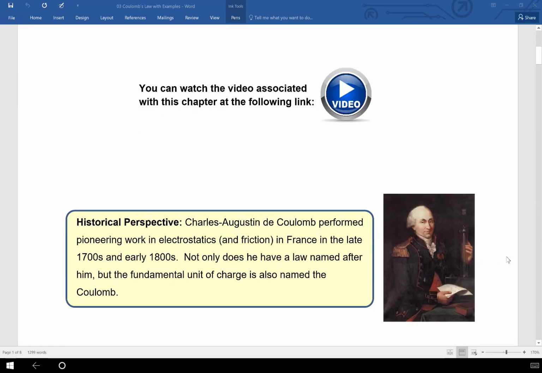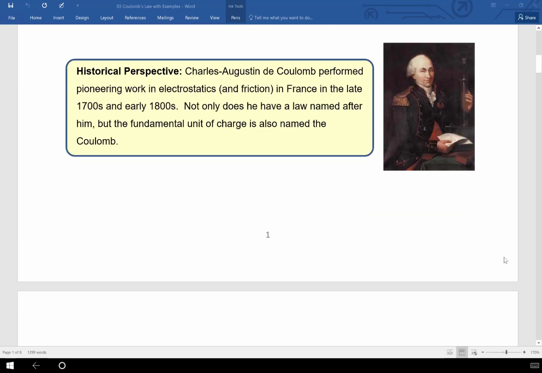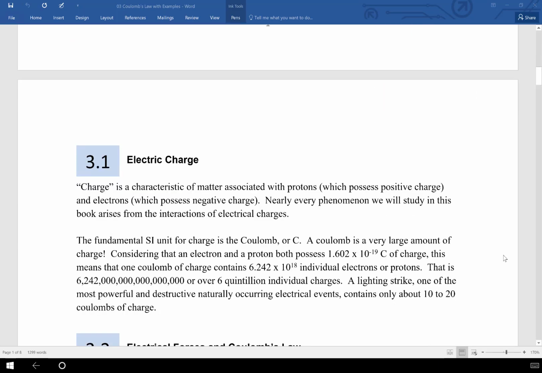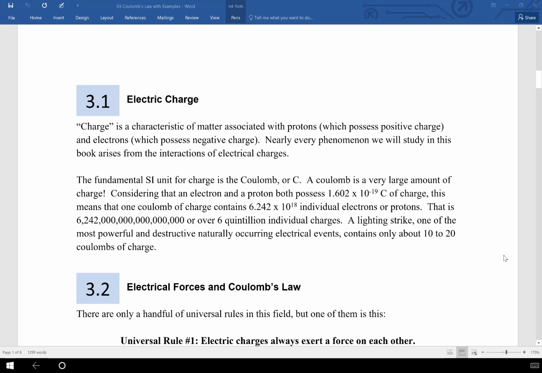It's just good to know that the person who originally formulated Coulomb's law, of course, his last name was Coulomb, Charles-Augustin de Coulomb. Not only did he do work in electrostatics, but he also did work in friction. In the late 1700s, it was a time when you could make a lot of progress in a lot of different areas. Not only does he have Coulomb's law named after him, but he also has the fundamental unit of electrical charge. The Coulomb is named after him as well. So let's talk a little bit about charge.